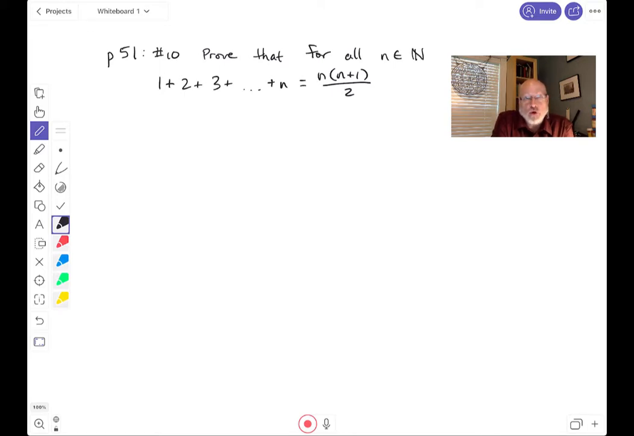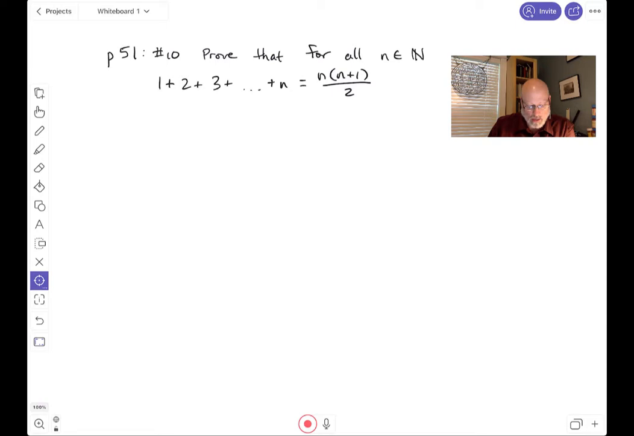Okay, so we're going to look at this problem right here. What we're looking at is that the left-hand side is the sum of all the natural numbers, and we're saying that should equal the nth number times the n plus 1 number, divided by 2.